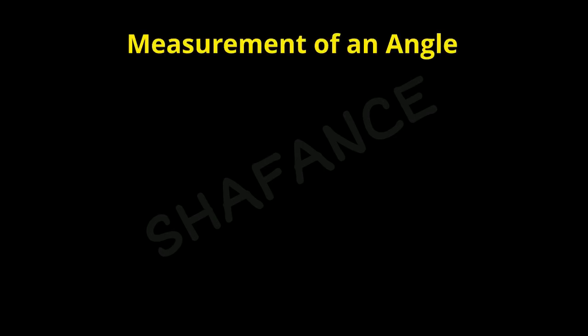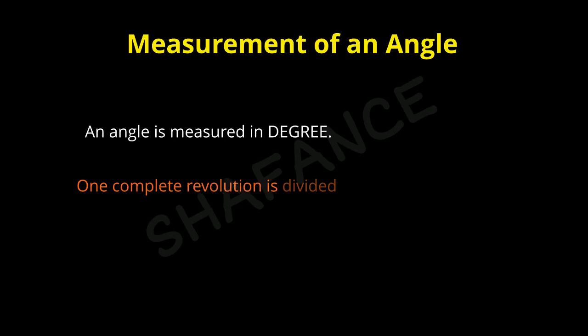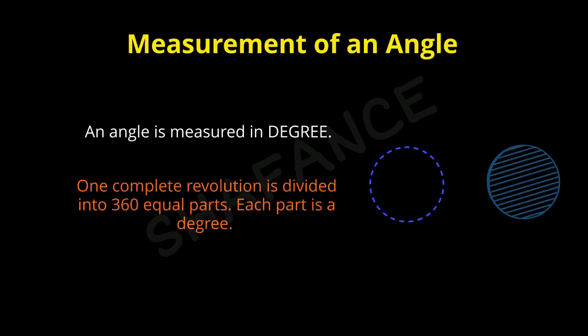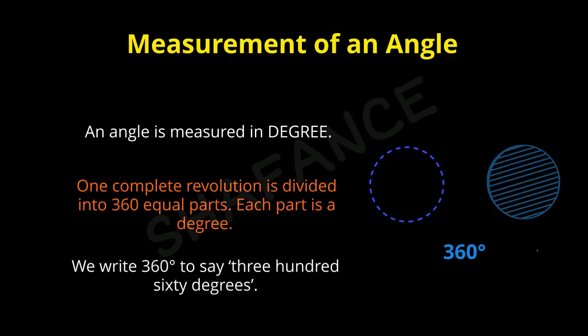Now let us see the measurement of an angle. An angle is measured in degrees. Now what is a degree? One complete revolution is divided into 360 equal parts, and each part is a degree. So a complete revolution consists of 360 degrees. And how do we write degrees? We write it like this.